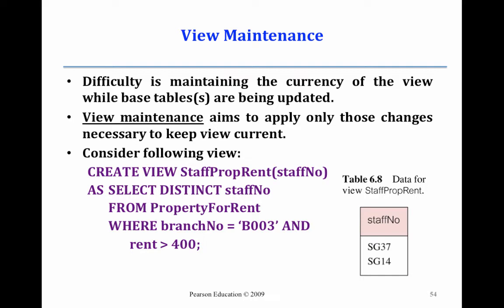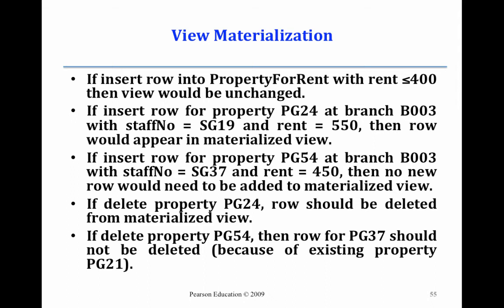So here's our view that we're going to consider. We are selecting staff numbers from property for rent. So we want all staff who are managing properties where the rent is greater than 400. We don't care how many properties they manage as long as there's one property greater than 400. So here are some scenarios. If we insert a row into the property for rent and its rent is less than 400, that's the golden case because we don't have to do anything. It doesn't belong in the view.